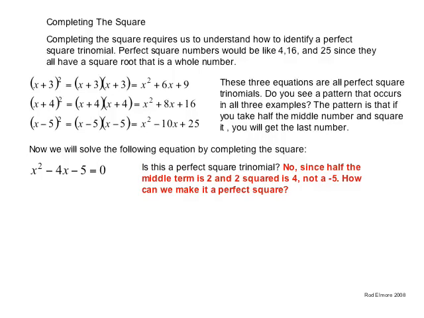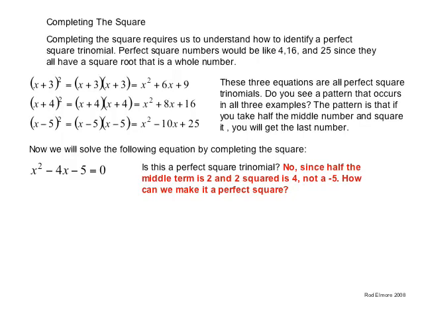No, since half the middle term is 2, and 2 squared is 4, and not a negative 5, this is not a perfect square trinomial. How can we make it a perfect square trinomial? By following the pattern that we established up above. We would need to take half the middle term, which is half of a negative 4, is a negative 2, and squared is 4. So we want to change the negative 5 into 4.